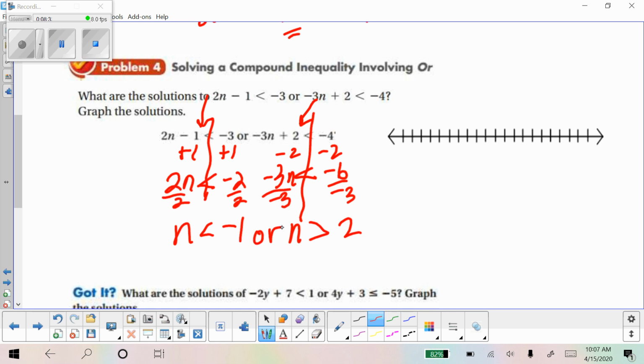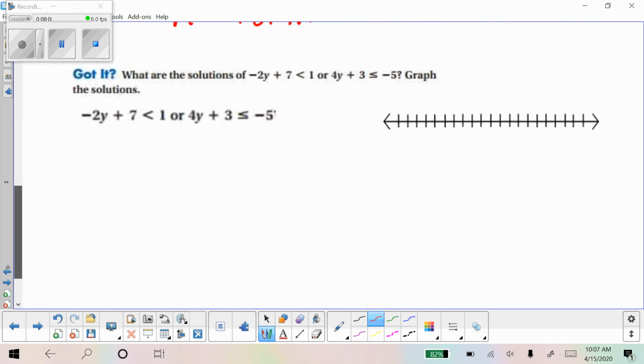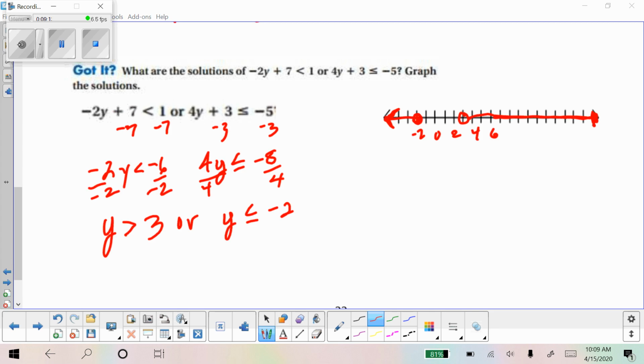This is an OR situation. So now if I graph it, I think I'm going to use a scale of 2. Spread it out a little bit here. And then we have x is less than -1, which would be this stuff over here. And then we have x is greater than 2, which is this stuff over here. Okay? All right, why don't you go ahead and try one of those, and then you can check back and see if your solution is correct.